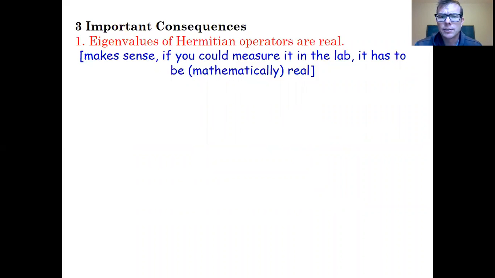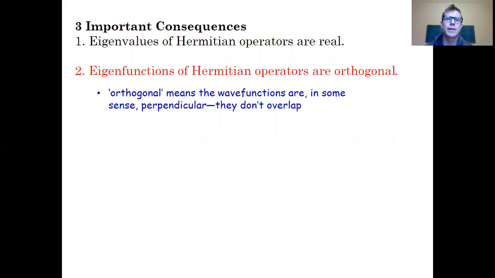This should make sense, right? If you could measure it in the lab, which is what classical observables are, position of a particle, its energy, its momentum, whatever, it has to be mathematically real. To have a position of 3i makes no sense. Right? The eigenfunctions of Hermitian operators are orthogonal.